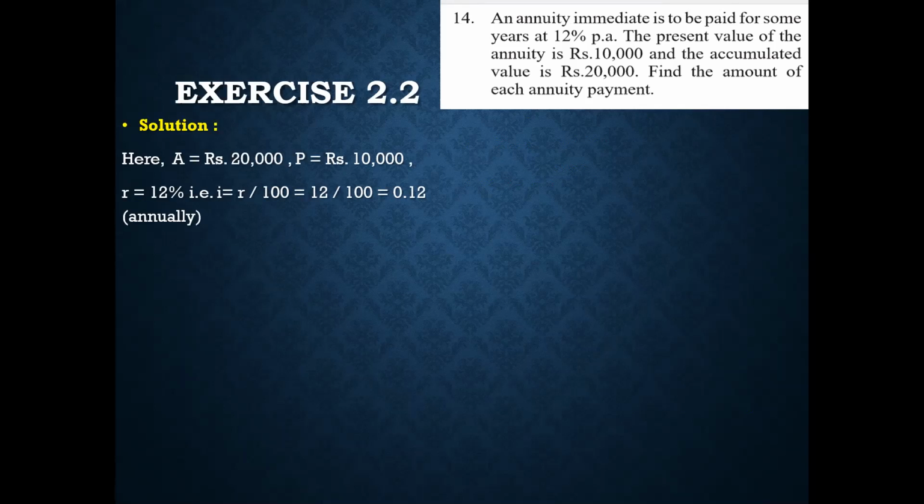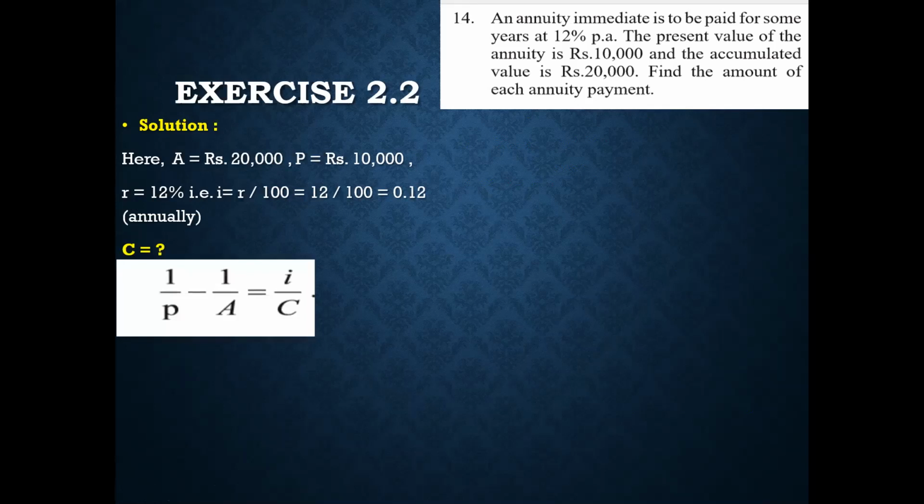What they have told you to find out: find the amount of each annuity payment. So when the word each, every, per comes, what did I tell you all class? Yes, you have to find C. So now here the formula changes. You have A, you have P, you have R, but you don't have N. So remember class, which formula comes? Yes, formula number 4, that is 1 upon P minus 1 upon A is equal to I upon C.